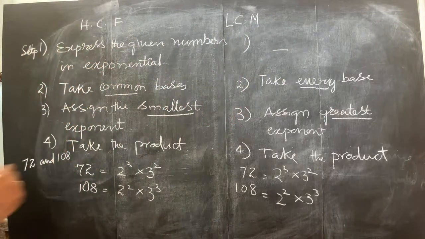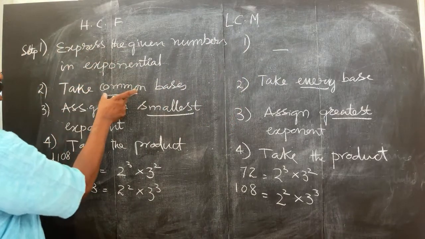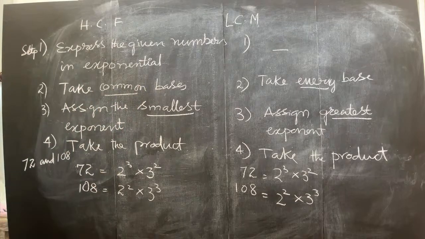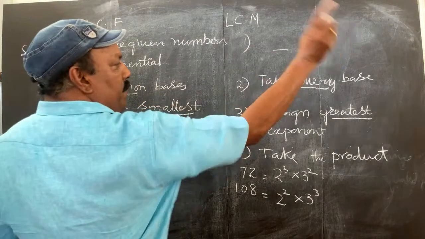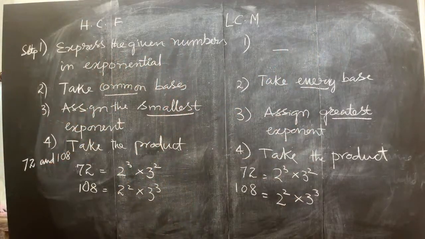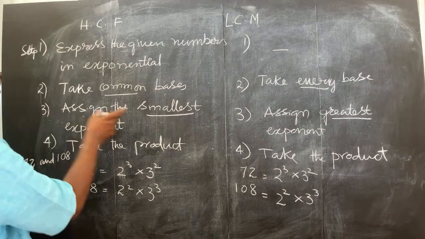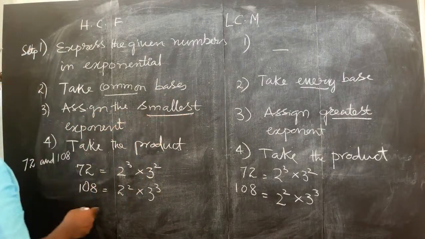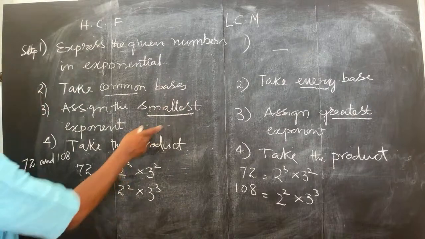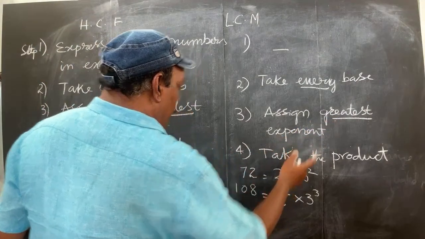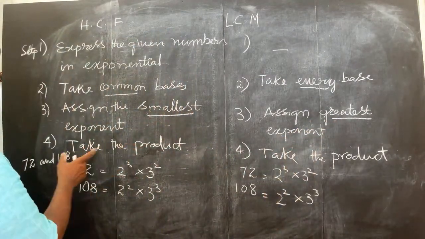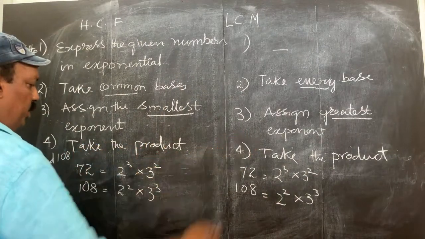The second step is different. In HCF, take only the common bases. In LCM, take every base. Now, in the third step, assign the smallest exponent for HCF. I will show what is the smallest exponent and what is the greatest exponent. Finally, the fourth step is the same in both cases: take the product.